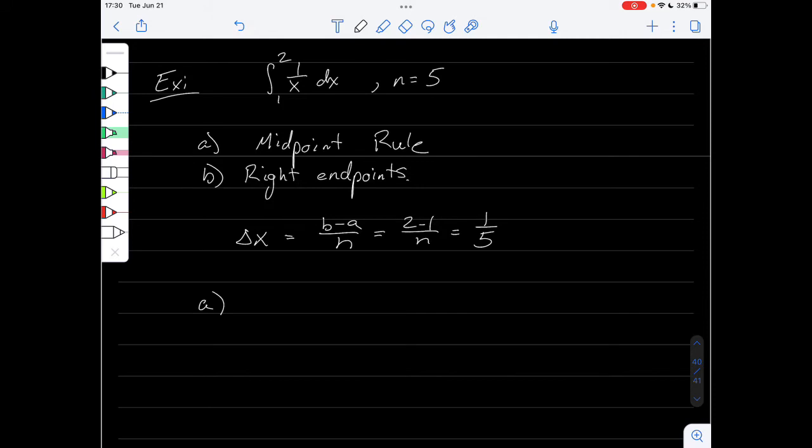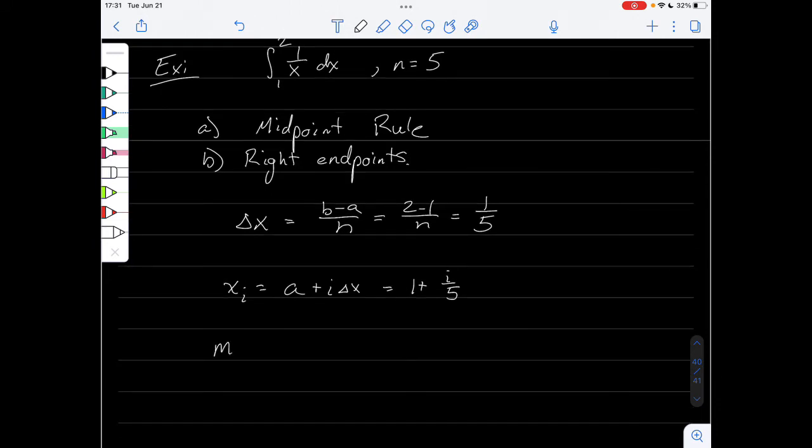And now we can figure out what x sub I is, and then once we figure out what x sub I is, we can use the midpoint formula to figure out what those x sub I bars are. So x sub I, remember, is a plus I delta x. So it's going to be 1 plus I over 5. Okay, so now that we have that, our midpoints, well, remember it's x sub I minus 1 plus x sub I over 2.